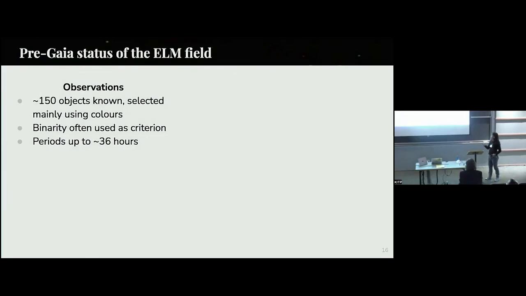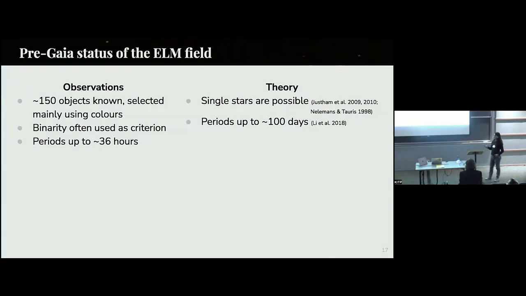So this is our status before Gaia. We had around 150 objects known, selected mainly using colors. Binarity was often used as a criterion, and the periods observed were up to 36 hours. On the other hand, theory not only predicts that longer period objects can exist, but actually even single stars are possible. Just because you need interaction to form an ELM doesn't necessarily mean that you're still going to observe it in a binary. So for example, if you have a common envelope with a planet that doesn't survive the common envelope, you're going to see a single star. And the predicted periods are up to 100 days.